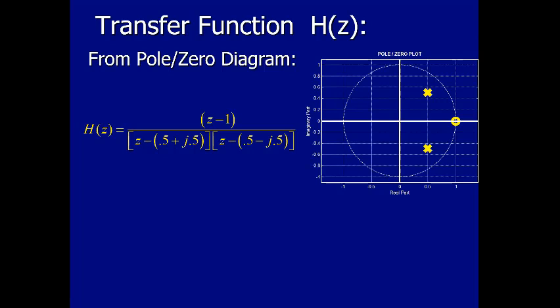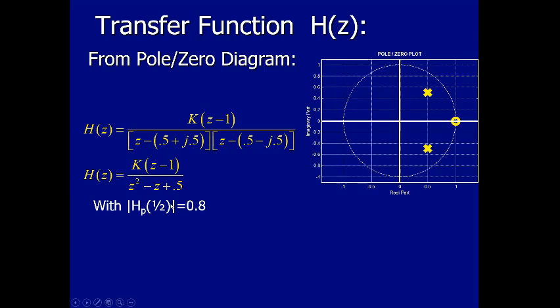And I also have an unknown gain out in front. Now, we're all set with the poles and zeros. We just do need to solve for that k value, and that's what that little extra piece of information was given to us for. It said at frequency 1/2, this H(z) at whatever z represents f equals 1/2 should have a magnitude of 0.8.